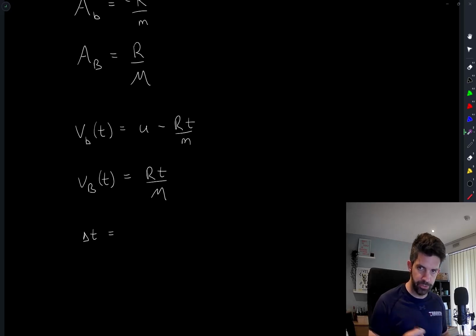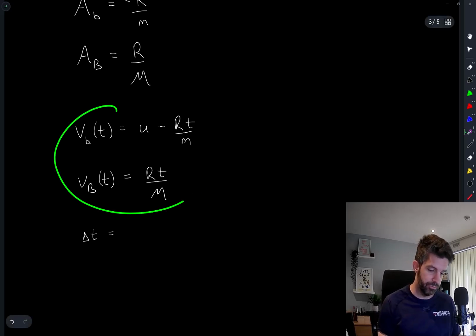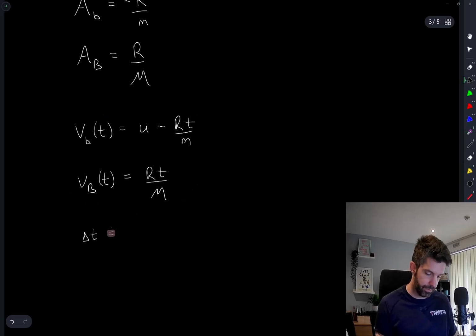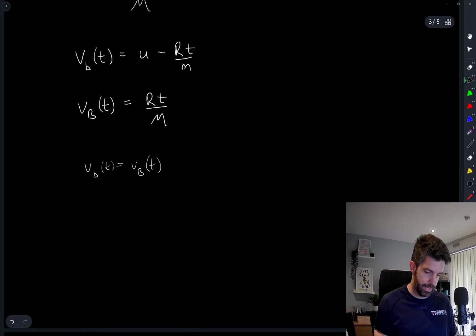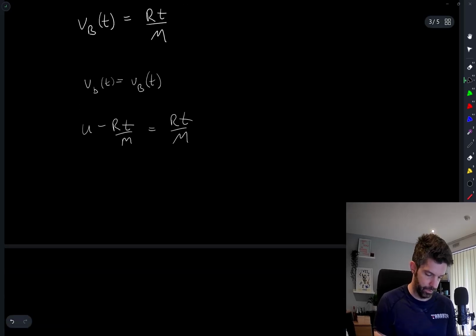And the question says the bullet travels a distance little b inside the block before coming to rest relative to the block. So to be at rest relative to the block means that these two velocities are equal. So if I set these velocities equal to each other, I have u minus Rt over m is equal to Rt over capital M. So u is equal to Rt times 1 over m plus 1 over capital M.